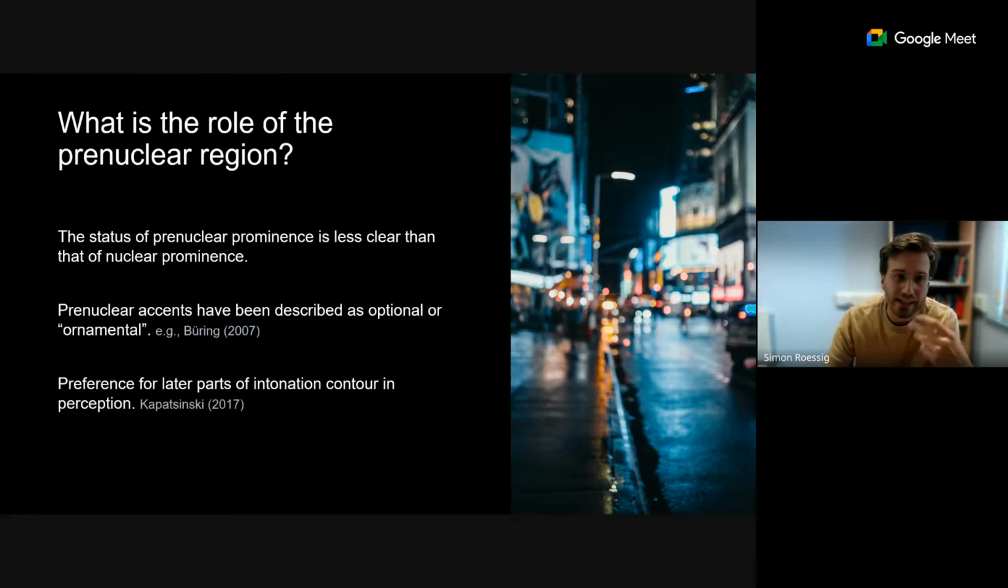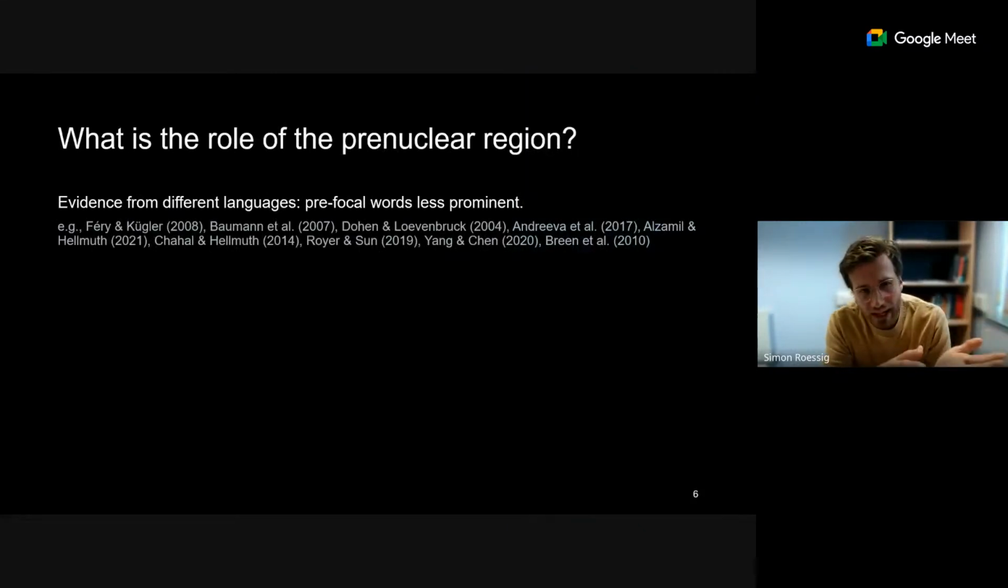And this is consistent with the observation that English-speaking adults seem to rely more on later parts of an intonation contour in perceptual learning, while younger children actually focus also on earlier parts of the contour. So in general, our picture of the prenuclear part is to some extent blurry. On the other hand, we have evidence from a variety of languages that indicates that prefocal words are less prominent compared to the same words in broad focus.